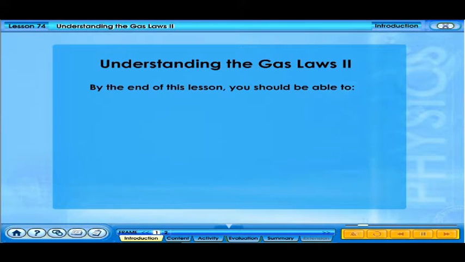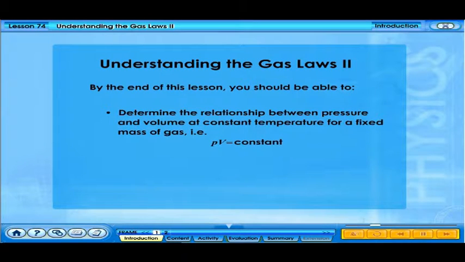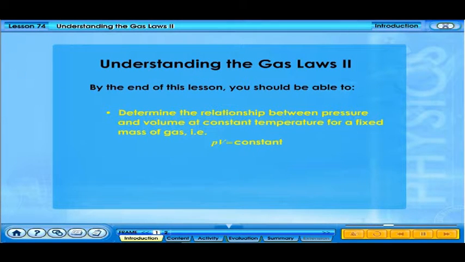By the end of this lesson, you should be able to determine the relationship between pressure and volume at constant temperature for a fixed mass of gas. That is, PV equals a constant.